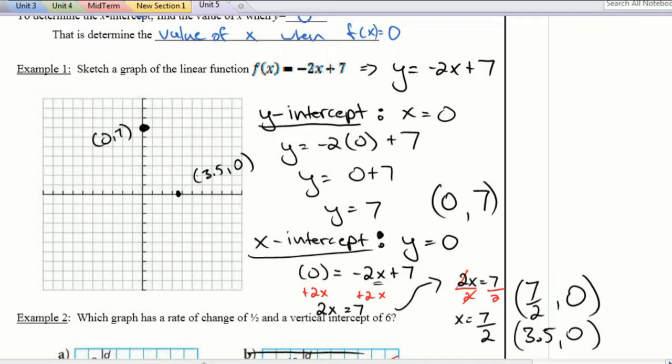So I'm going to grab my trusty ruler, and I will connect my points. I missed. Let's try that again. It's a bit better. Now I've drawn my line on my graph.